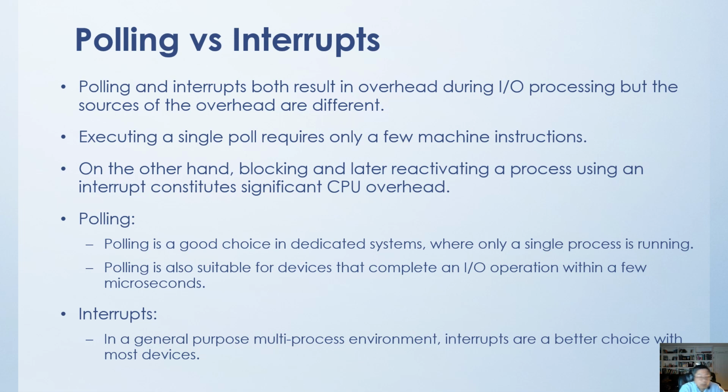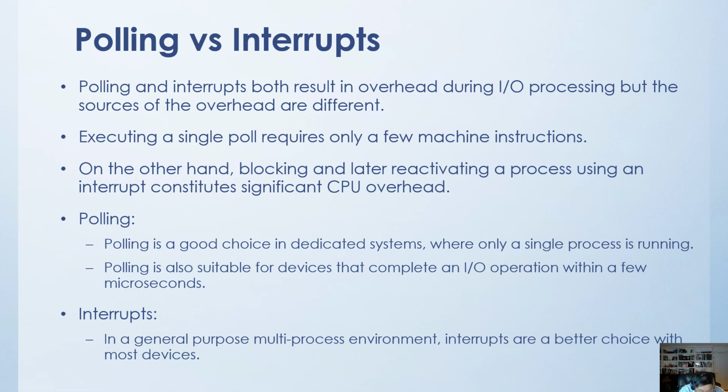Now let's briefly discuss the difference between polling and interrupts. Polling and interrupts both result in overhead during I/O processing, but the sources of the overhead are different. Okay. Now, executing a single poll requires only a few machine instructions. Okay. However, during that time, the CPU is 100% involved. The CPU is busy. Okay.